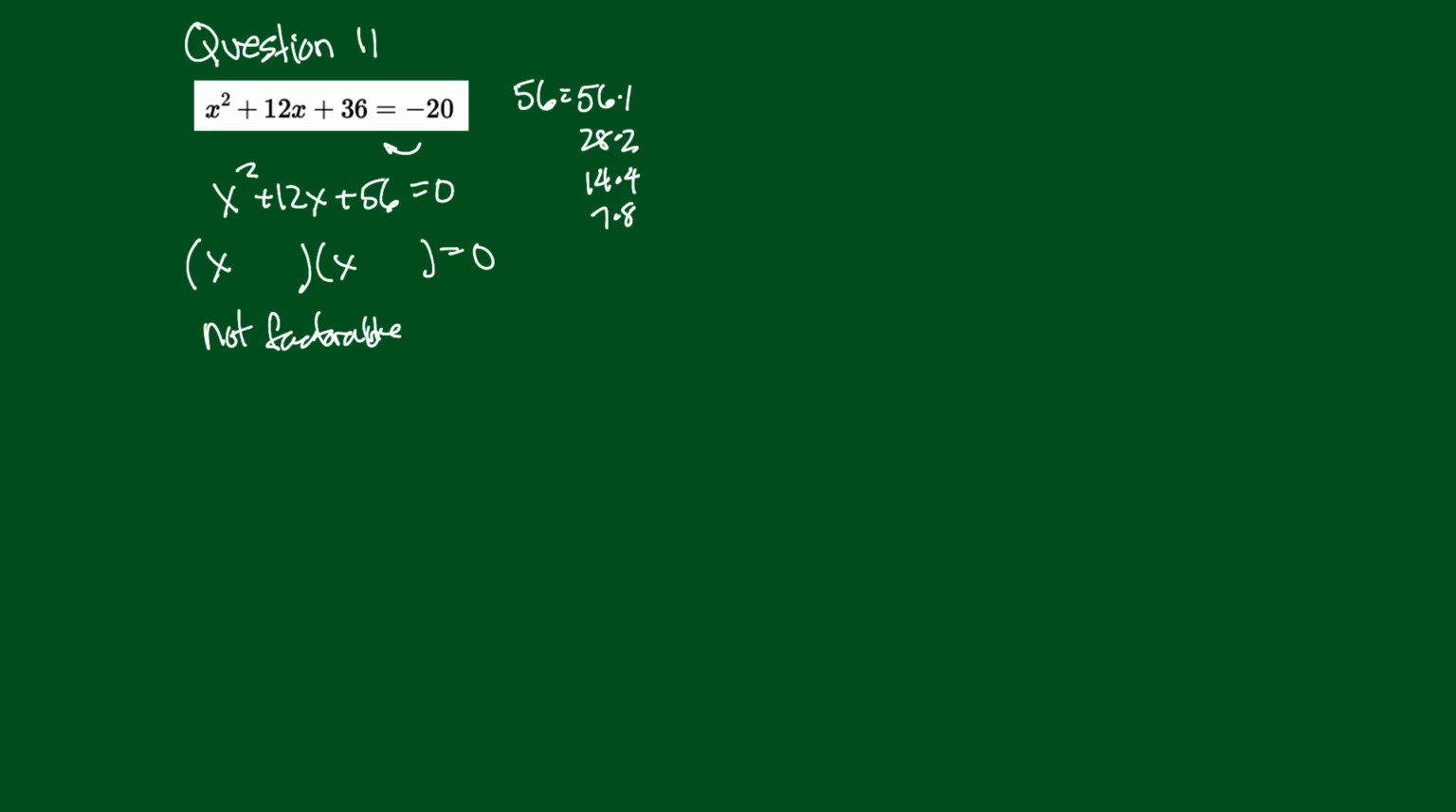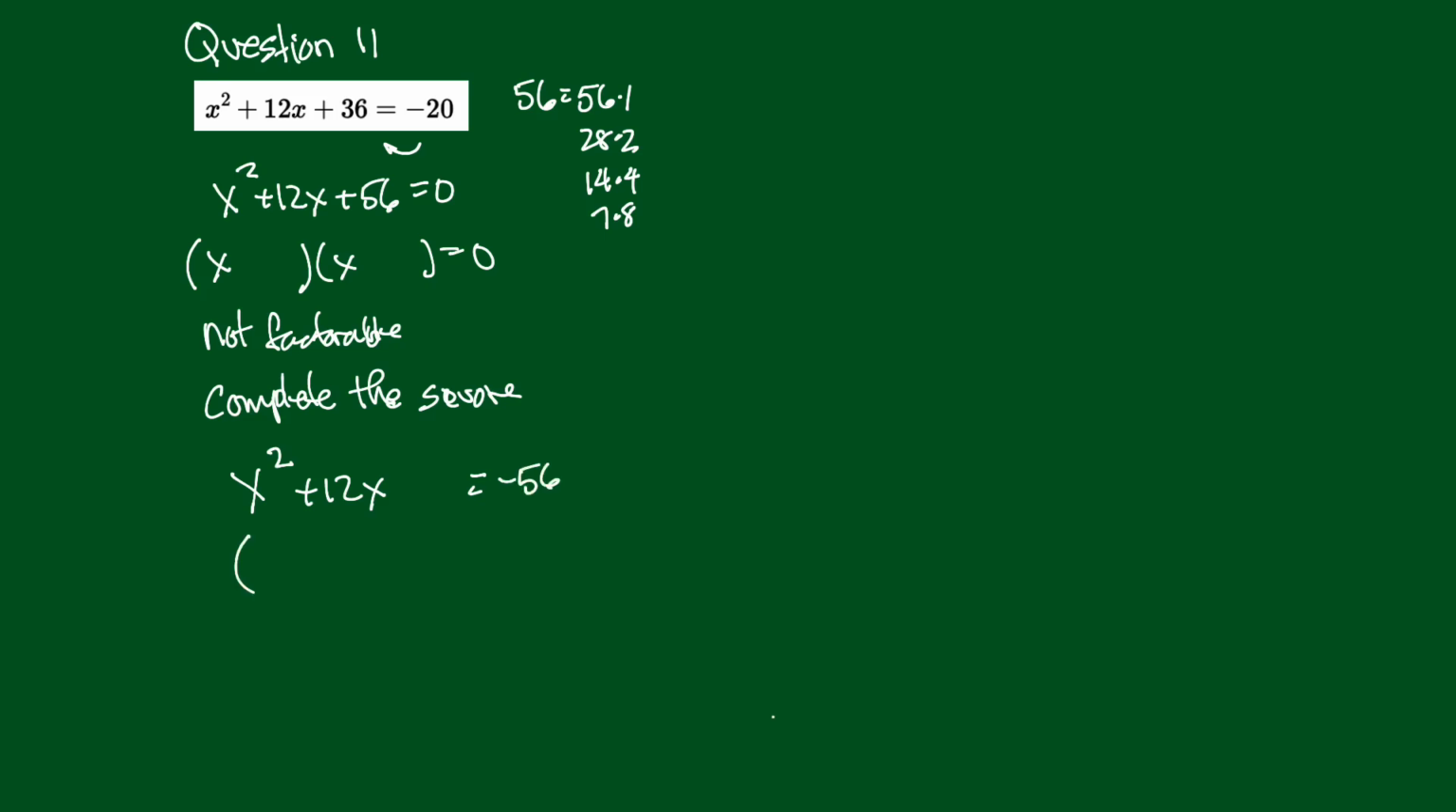Now I can try completing the square or the quadratic formula. Let's try completing the square. So to complete the square, first thing I'm going to do is get that 56 to the right side. I want the variables on one side, I'll leave a space, and the constant on the other side. Now I'll subtract 56, so I get negative 56.